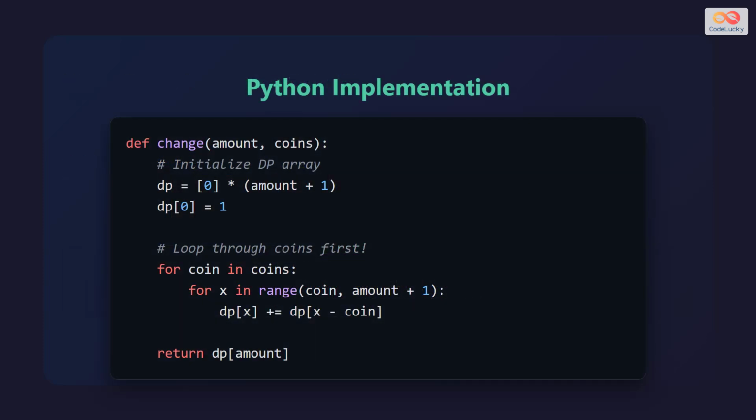Here is the Python implementation. We initialize the list, set the base case, and then run our nested loops. The order of loops is crucial here. The coin loop must be on the outside to ensure we are counting combinations, not permutations. Finally, we return the last element of the array.